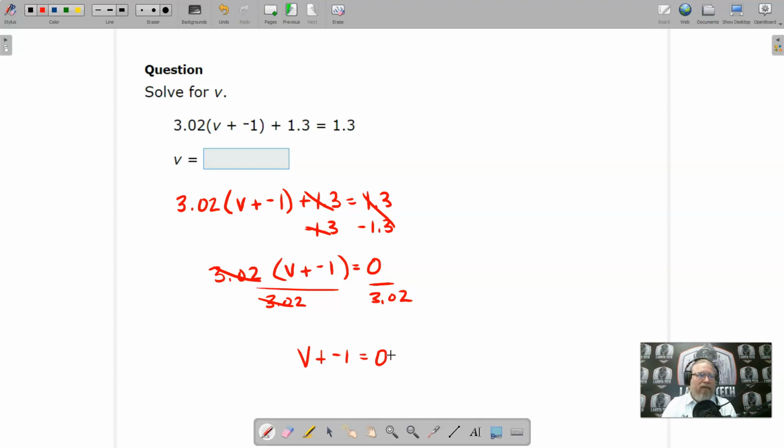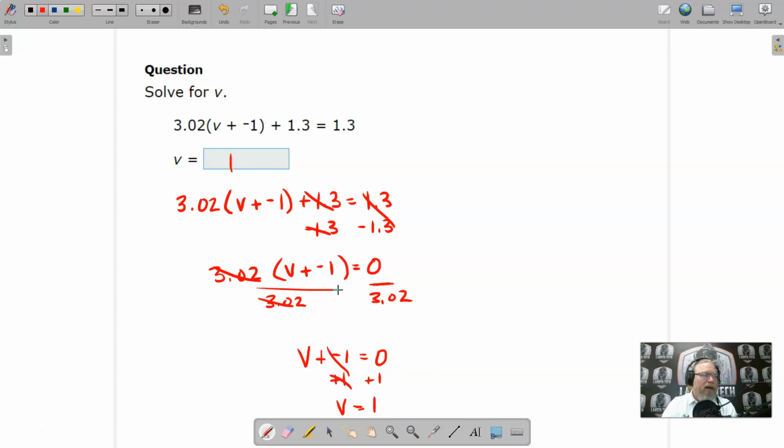And so now you'll see exactly what I was saying, that whatever's in the parentheses is going to have to equal 0, because we see now what do we have? We have v plus -1, which is what is in the parentheses, and indeed it does equal 0. So that's a -1, so let's add 1. And what we do to one side, we do to the other. The -1, +1 cancel each other, leave me with v, and 0 plus 1 is 1.